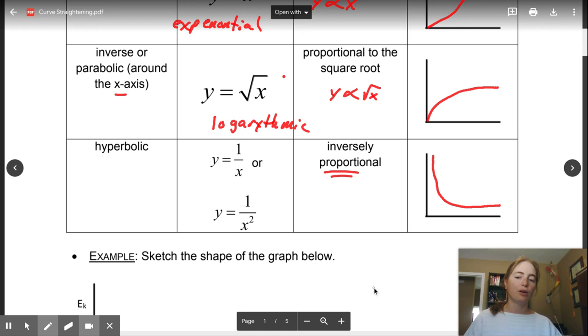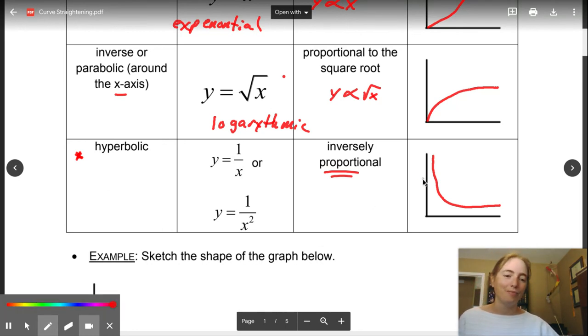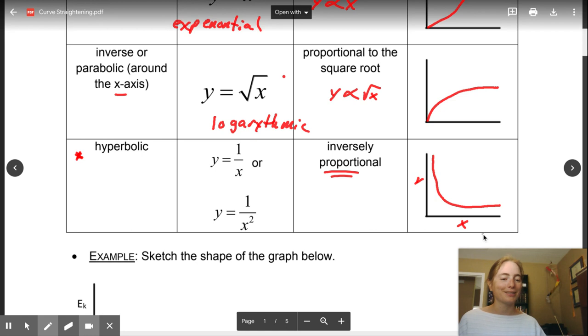Now this one, we actually use quite a bit when it comes to our forces and fields unit. We see this a lot with our forces and fields, so that's going to come in handy there. And you see that pattern a lot. Okay, guys? All right, so once again, your y, your x.